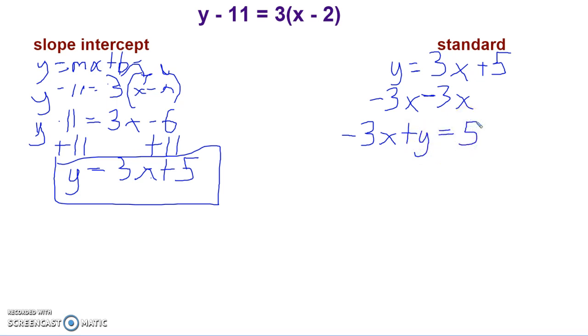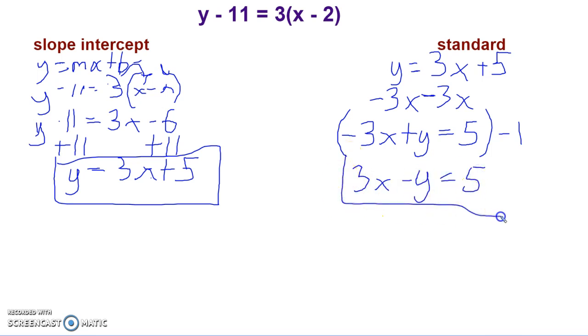And this would be okay. However, remember with standard that we cannot have a negative x. So in this case, in order to get rid of this negative x, I'm going to multiply everything by negative 1, which means I'm going to switch the sign of everything. So we end up with 3x minus y is equal to 5. And this here is our standard form.